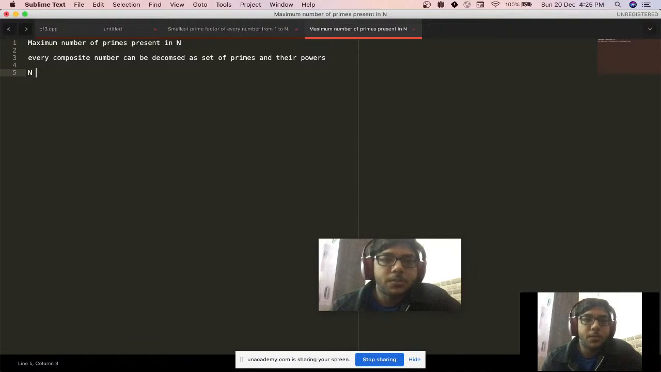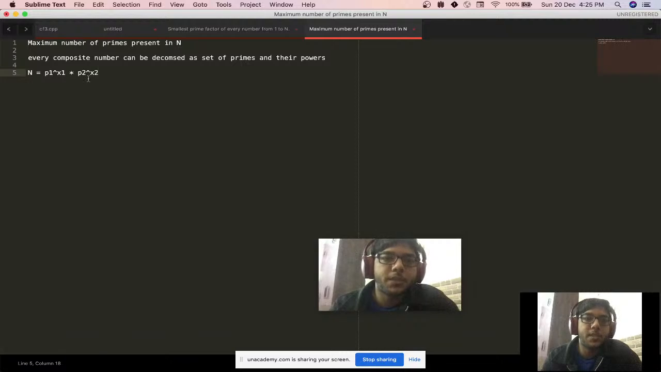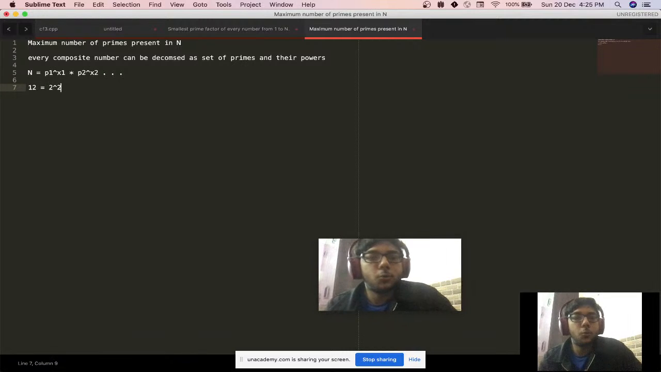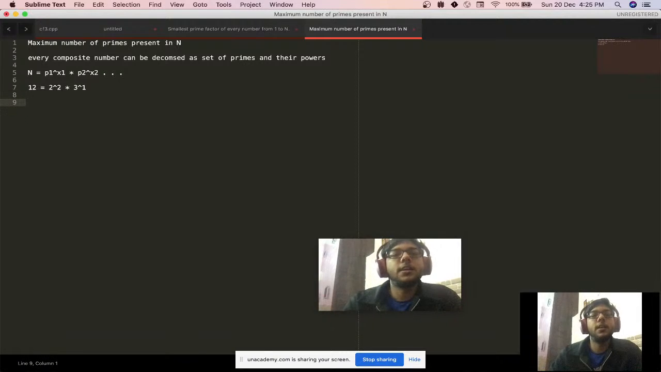So let's say there is a composite number n. It is made up of p1 to the power x1 multiplied by p2 to the power x2. P1 is the prime, p2 is the prime, x1, x2 are their powers, and so on. Let me take an example. Let's say we have 12. So 12 can be expressed as 2 square into 3 to the power 1, right? Because we have 2 as a prime, 3 as a prime, and power of prime 2 is 2, and power of prime 3 is 1. So this is a decomposition. Every composite number can be done in this form.